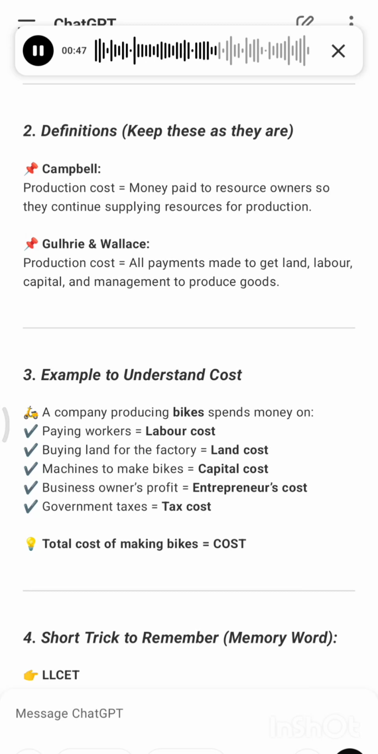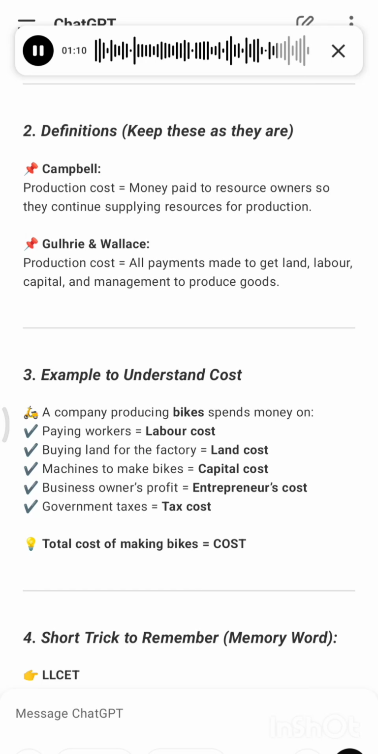3. Example to understand cost. A company producing bikes spends money on paying workers, labor cost. Buying land for the factory, land cost. Machines to make bikes, capital cost. Business owner's profit, entrepreneur's cost. Government taxes, tax cost. Total cost of making bikes equals cost.